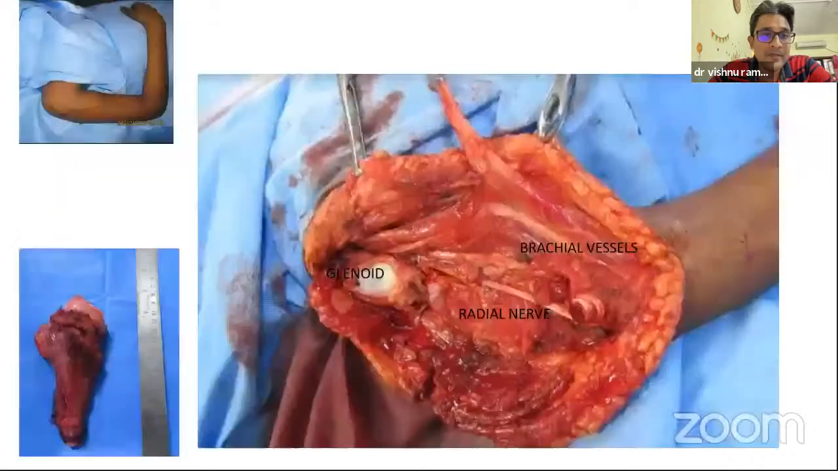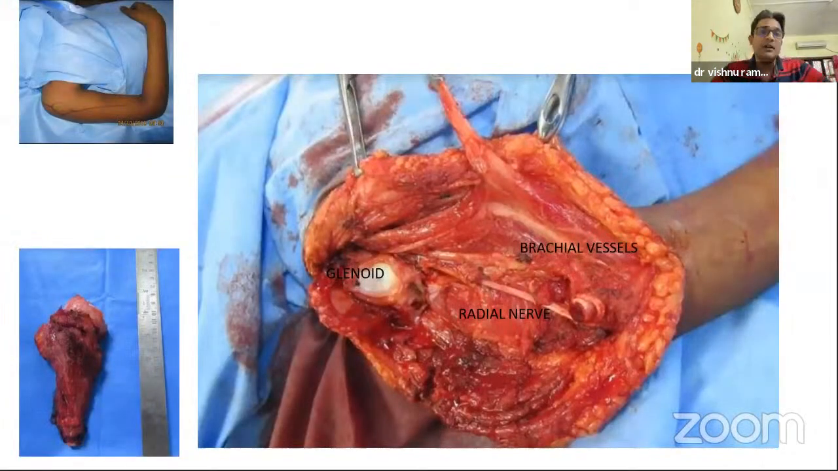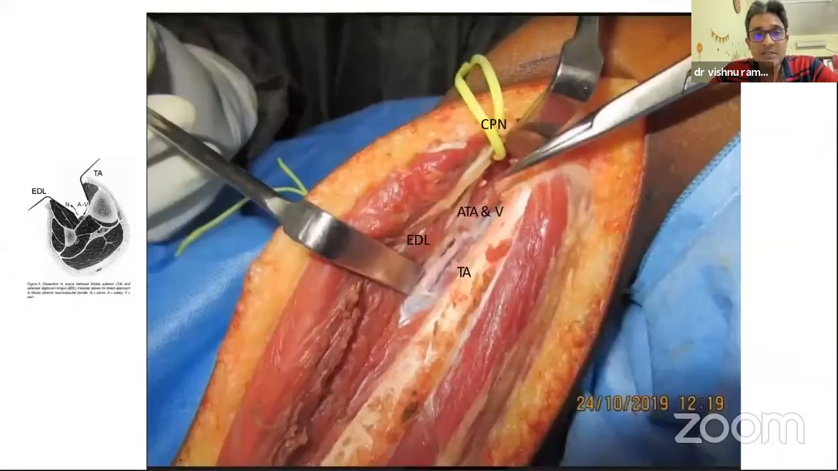Next slide. Just a few words on the surgical technique, and there's one more case which I would like to show, two variants of the same surgical technique. These are the intraoperative images. You can see the glenoid, radial nerve, brachial vessels, and median nerve, everything is preserved. Next slide. This is what was done for the fibula. We approached the anterior tibial artery between the tibialis anterior and the extensor digitorum longus. You can see the CPN is dissected free and protected. You can see the anterior tibial artery and vein.